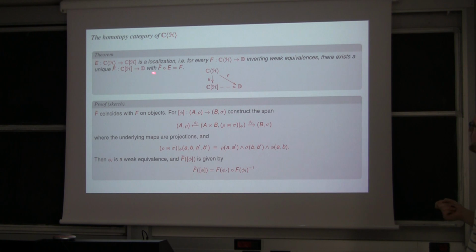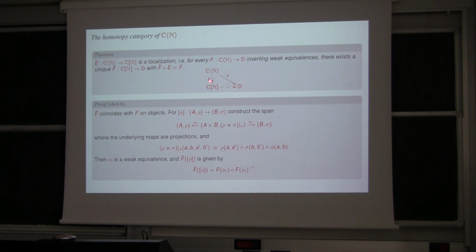Okay, so now the theorem is that this functor is a localization, from the descent quotient completion to the exact completion of H. And how do you show it? Well, we have to find a functor. So given the functor here that sends weak equivalences to isos, we have to define a functor here.